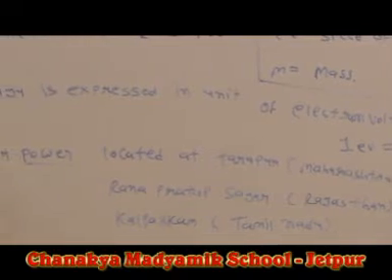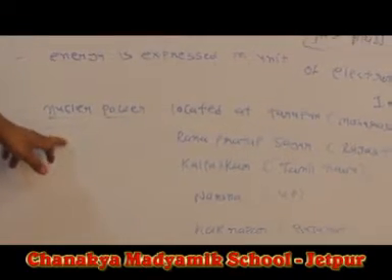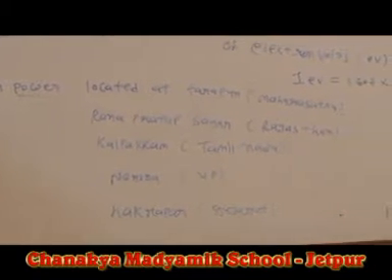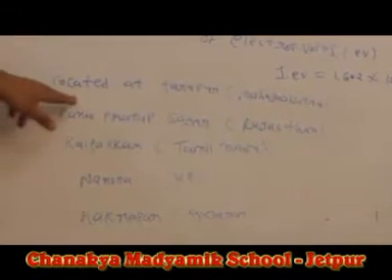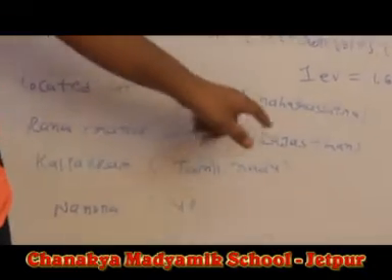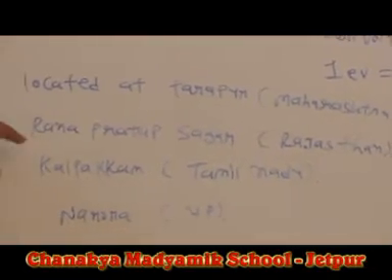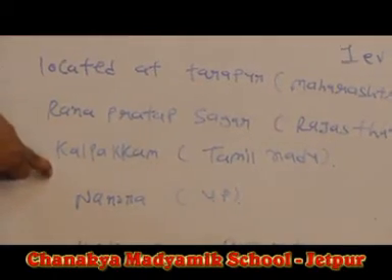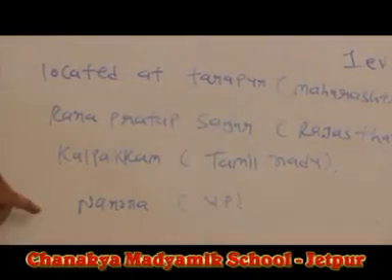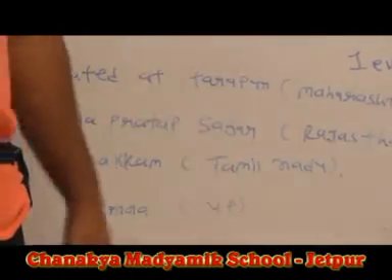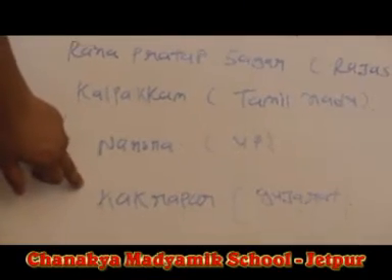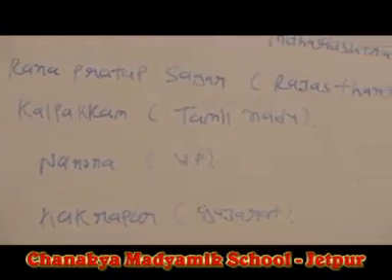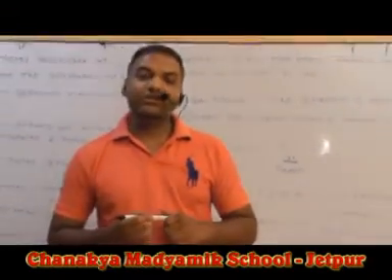Nuclear fission, nuclear power. Nuclear power in India. Where are nuclear power plants constructed in India? Located at Tarapur, Maharashtra state; Rana Pratap Sagar, Rajasthan state; Kalpakkam, Tamil Nadu; Narora, Uttar Pradesh; and Kakrapar, Gujarat. Nuclear fission plants are also set up at these locations.